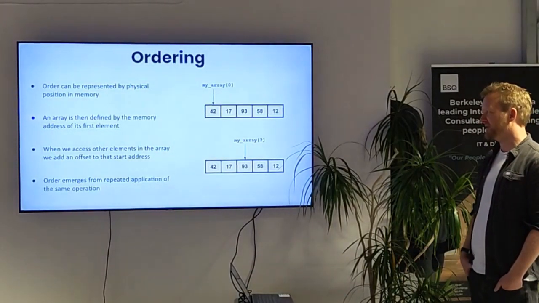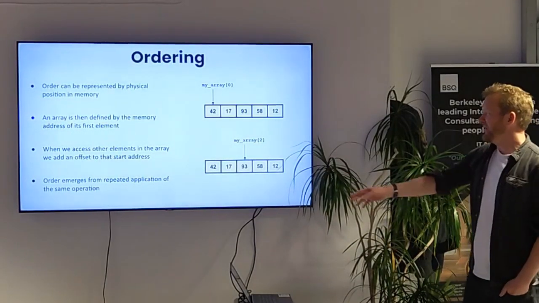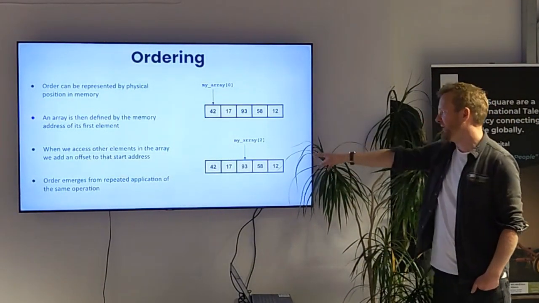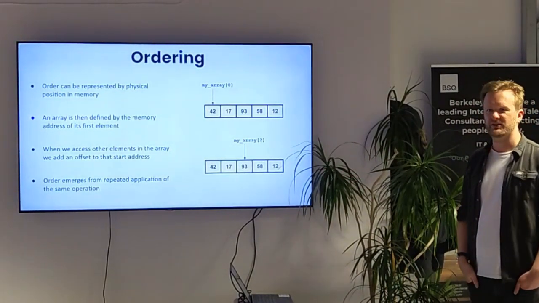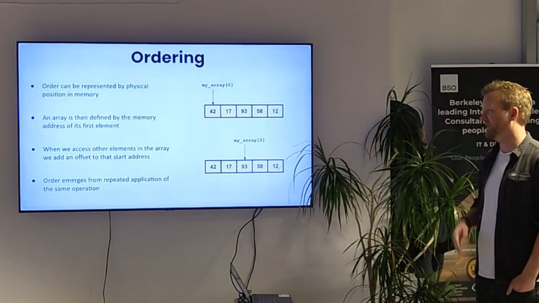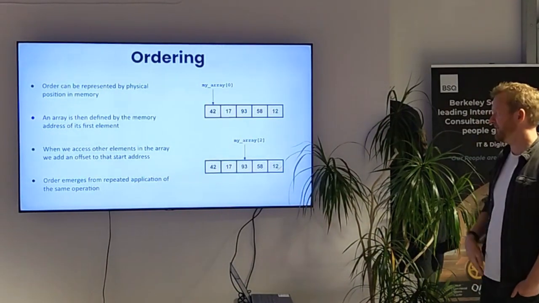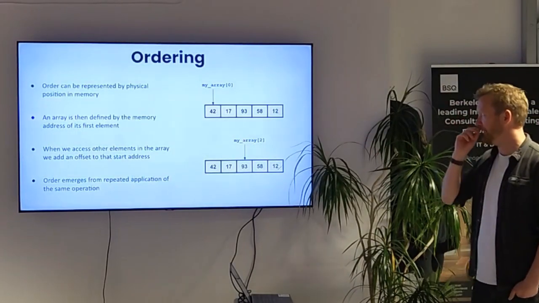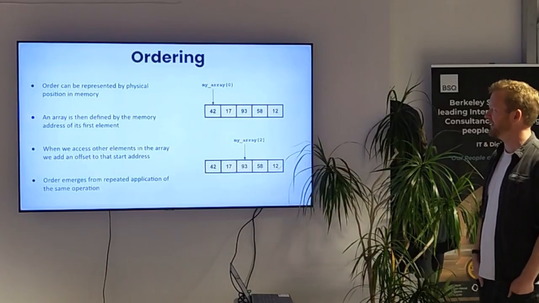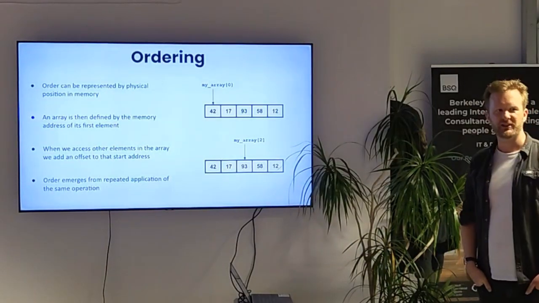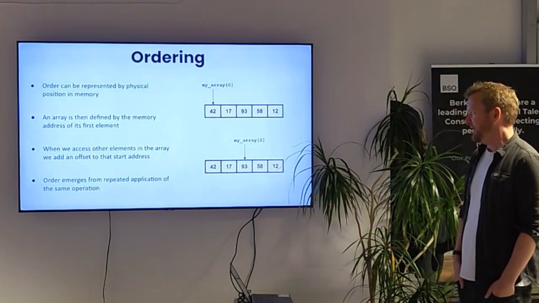And then when we access other elements in the array, we just add an offset to that start address. So when we see my array 2, that's just shorthand for add 2 addresses to the current address. It just means get the 2 things to the right. If you think of it like houses on the street, the array is just the address of the first one, and this square bracket is how we retrieve it. This is why we count from 0 in computing. We're saying don't add anything to the address, just give me the thing that's at the address now. And that's the first thing.